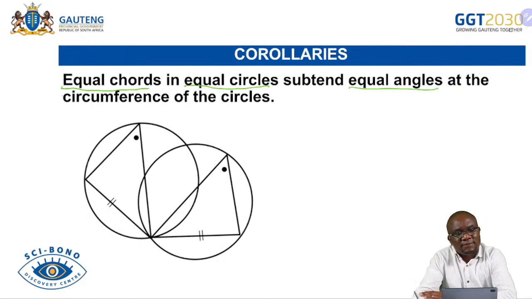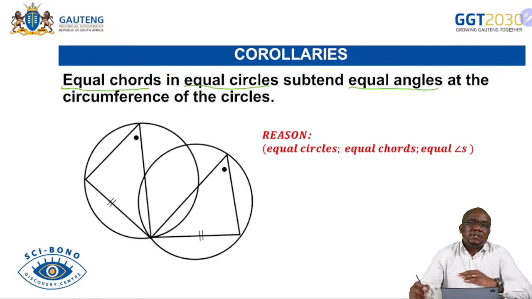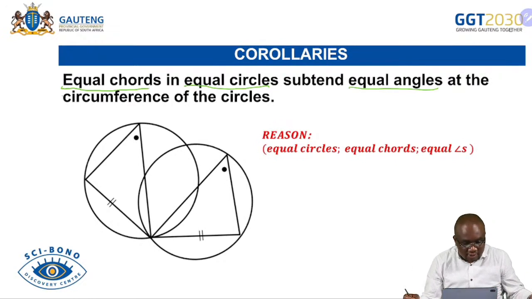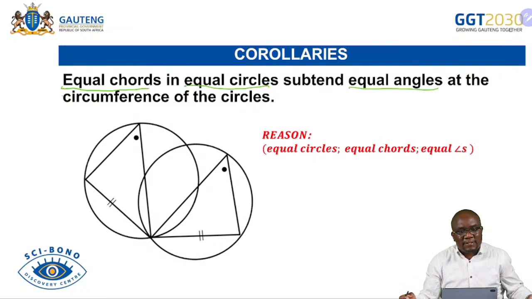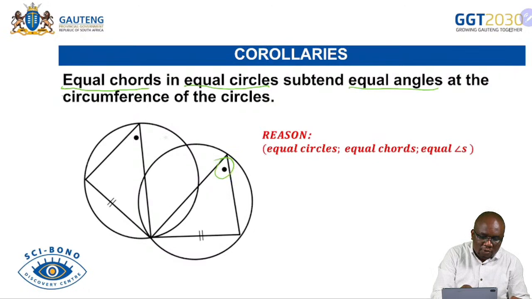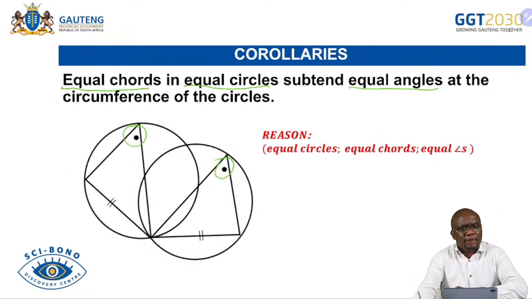Equal circles, equal chords, equal angles. That's the reason you have to write. Remember that. So if you are told that these are equal circles and you are given equal chords, then look for the angles subtended by those chords at the circumference. Then those angles will be equal. Okay? Remember that.